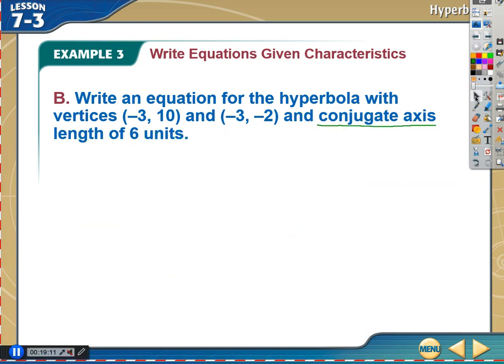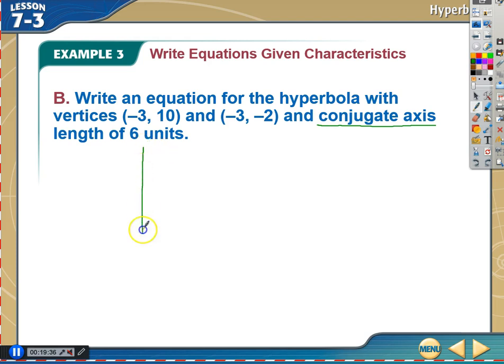All right, so this is our last equation I'm going to write for. Write an equation for the hyperbola with vertices of -3, 10 and -3, -2, and a conjugate axis of length 6 units. Conjugate axis, guys? A conjugate axis is the axis that does not have the vertices on it. So let's go ahead and draw this out.